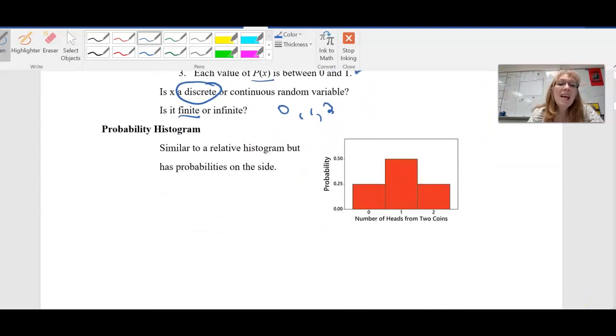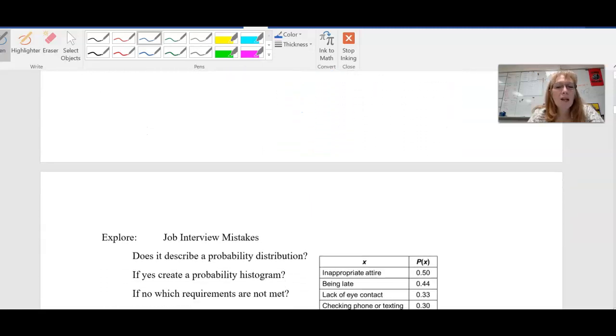Okay, probability histogram or bar chart. It's close to a relative frequency histogram, but now the probabilities are on the side for my labels. So the probabilities are 0.25, 0.5, and 0.25. So 0 heads is 25%, 1 head is 50%, and 2 heads is 25%. That's the histogram that you could draw.